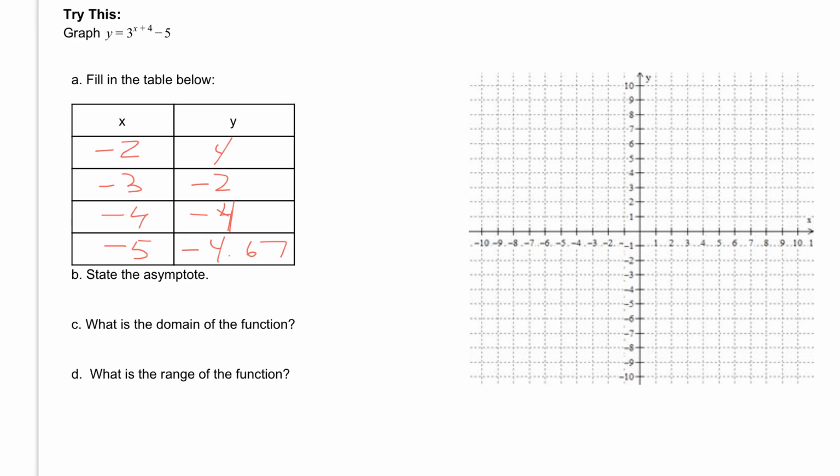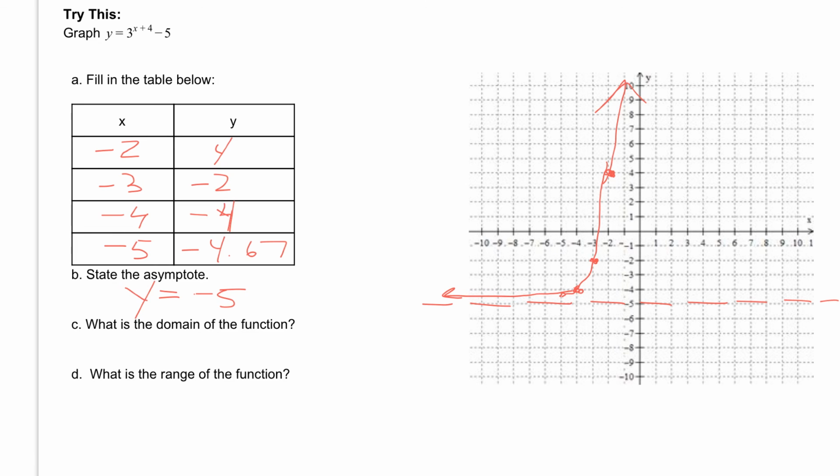If we look here, the asymptote is going to be at y equals -5. So we are down here with a dotted line. And we can fill that in for part B, y is equal to -5. Plotting our points, we have (-2, 4), (-3, -2), (-4, -4), and then (-5, -4.67). So our graph is going to come up and then right along our asymptote here.